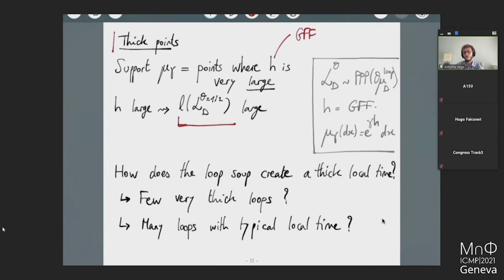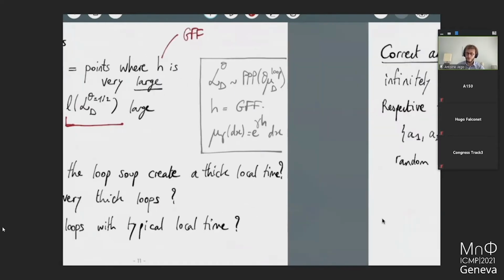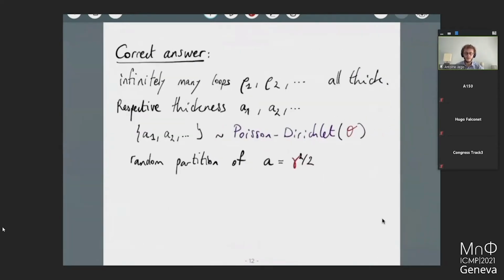Thick local time really means that there are a lot of accumulations near that point. So there are different possible scenarios. For instance, we could have very few loops that visit such a point, but each of these loops will be very thick, will visit this point unusually often. Another possibility, which is this one here, is that we would have many loops, but with a fairly typical local time. And it turns out that the correct answer is intermediate.